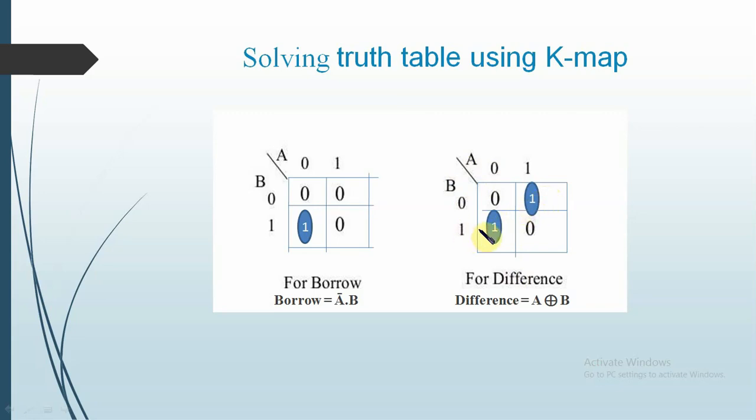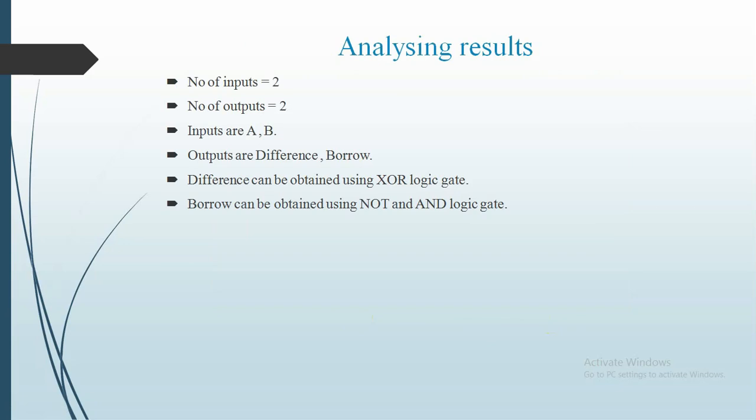A bar B plus A B bar, that is the Boolean law, that is the A XOR B. Using those two Boolean equations for difference and borrow, we need to draw the logical diagram. And before that, we see the analyzing results.